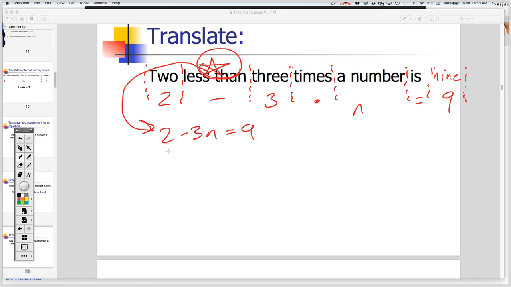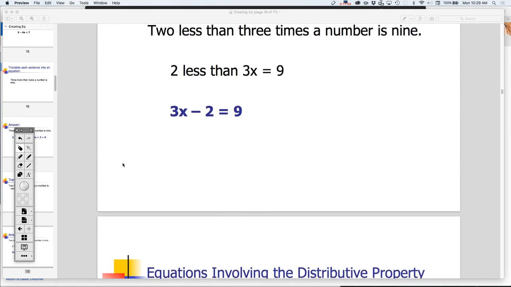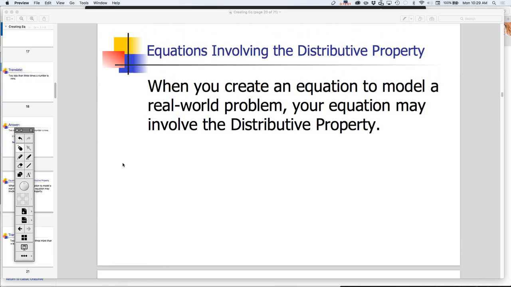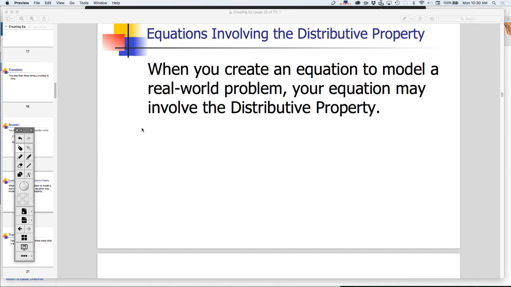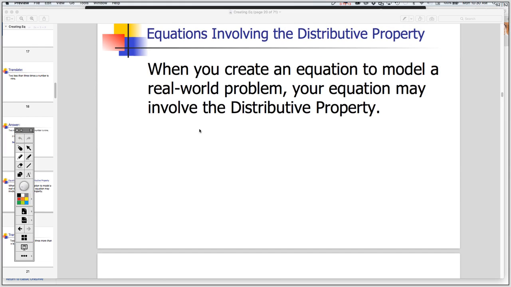Next one. When you create an equation to model a real-world problem, your equation may involve the distributive property. Now, I call this something else. I call it double rainbow. Oh my! Sorry, I got carried away. Let's play the video.